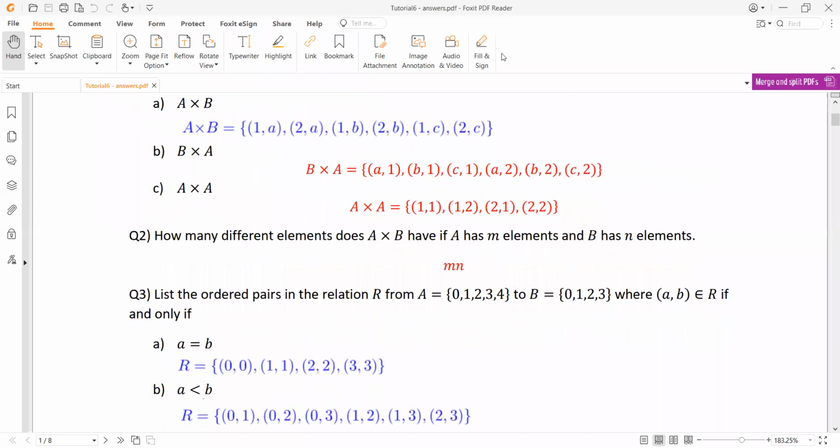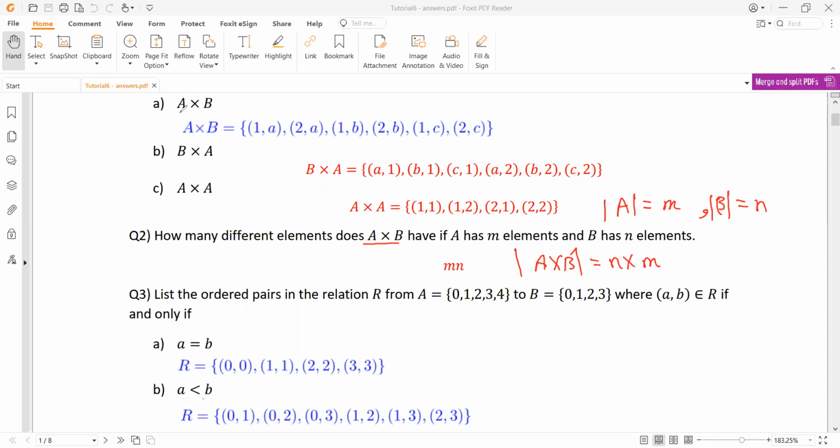Question number 2 is asking me about the cardinality of the Cartesian product. So if you're gonna do a Cartesian product between set A that has M elements and set B that has N elements, the Cartesian product will have N times M elements, guys, okay?